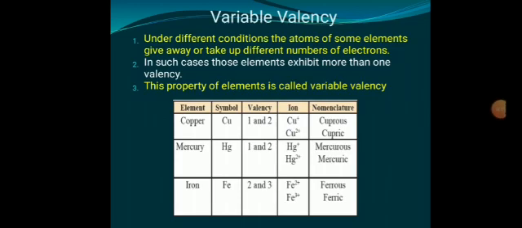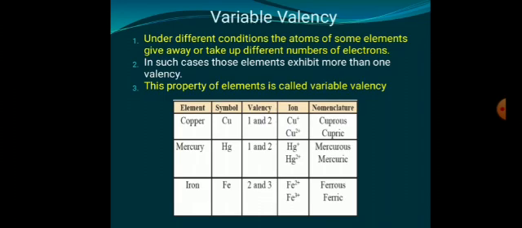Mercury shows symbol Hg. This symbol has derived from its Latin name Hydrargyrum. It shows valency 1 and 2. When mercury shows lower valency 1, then mercurous ion is formed, and when mercury shows higher valency 2, then we use the word mercuric for the ion Hg2+.